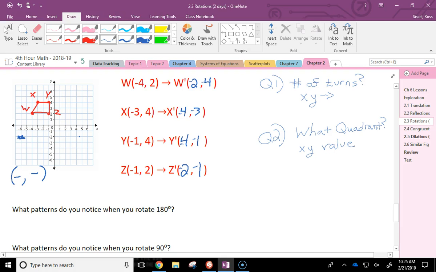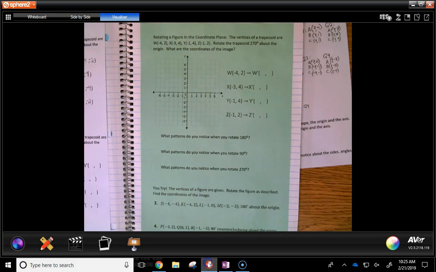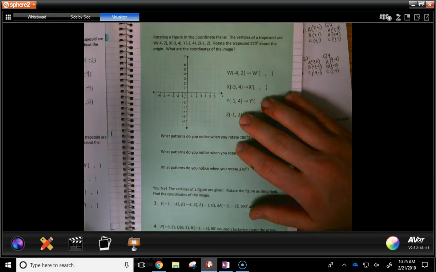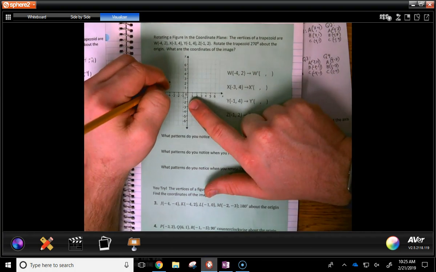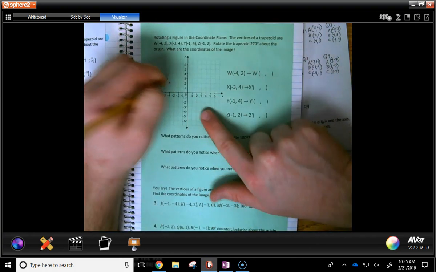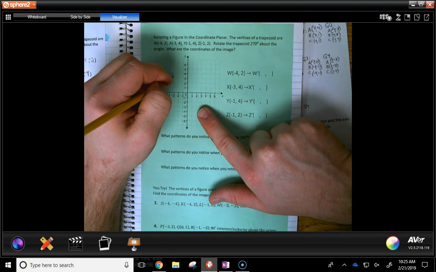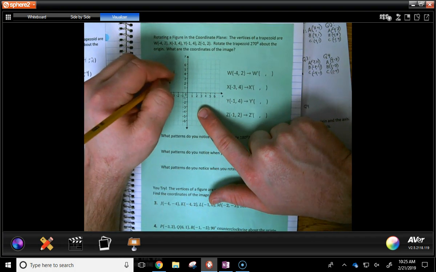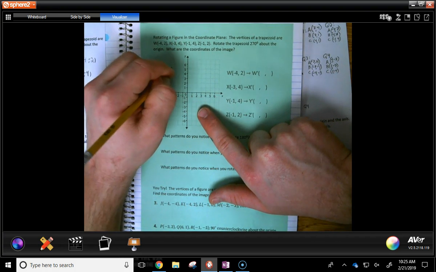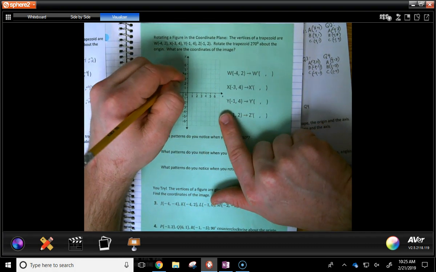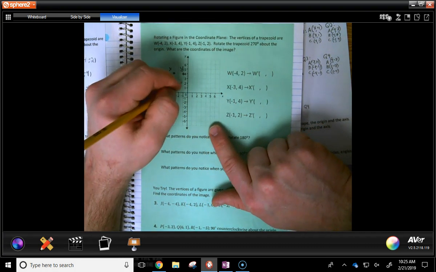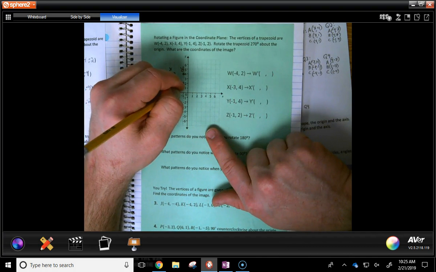Let's see if we were right. If I go back to here, I had my negative 4, 2 for w, my negative 3, 4 for x, negative 1, 4 for y, and negative 1, 2 for z.